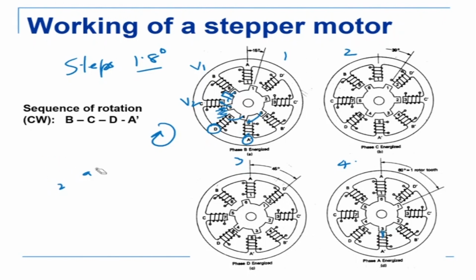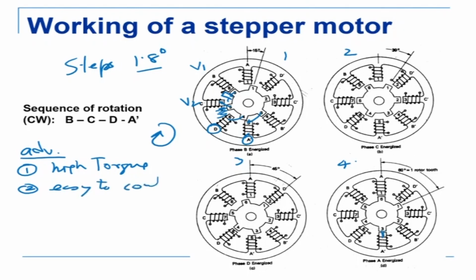The advantages and disadvantages of stepper motors: the advantage is that they have very high torque. Number 2, they are easy to control. Number 3, they are cheap. So you can get a good stepper motor for 500 or 600 rupees.